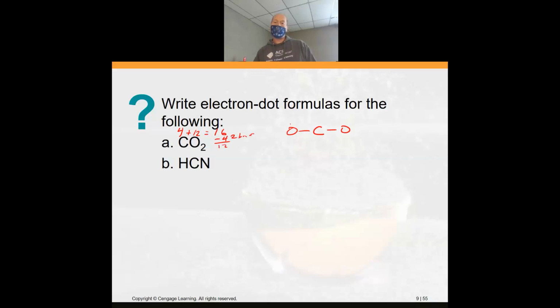We try to give everything an octet. 2, 4, 6, 8, 10, 12, 14, 16. We need 16 electrons. We only have 12. We are 4 short. So that means we have to add 2 pi bonds, 2 double bonds. So we have our carbon, and now we have a double bond to O and a double bond to O.